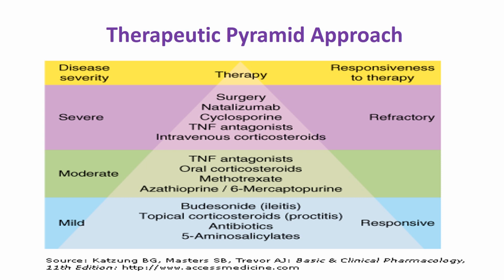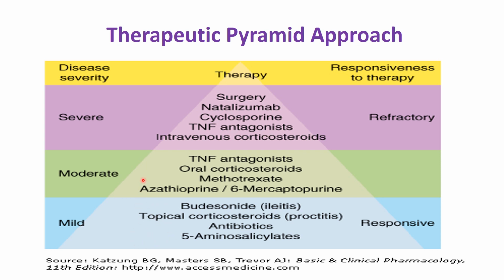When it comes to our treatment of the patients, there is a pyramidal approach. That means when the case is mild, we will have some sort of drugs. When it becomes moderate, we will add on some more drugs. When it goes to severe, again we will add on, or we will use the last sort of drugs. In detail, as in the figure, in the mild case, the drugs used are budesonide and topical corticosteroids, antibiotics, and 5-aminosalicylate. So these are all milder drugs.